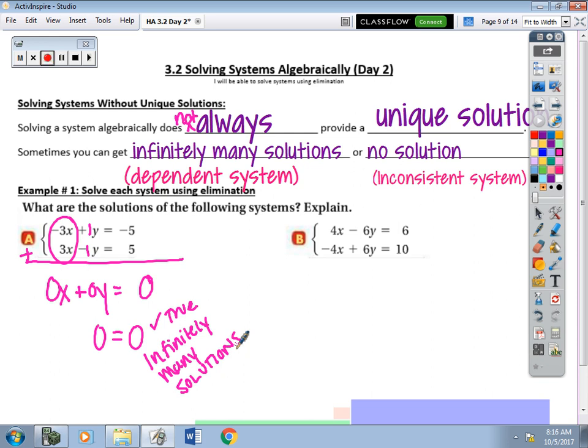We also call that a dependent system, but they asked us how many solutions. So this is the answer. Some students also like to write dependent because they're not sure when they're supposed to write that. You're only supposed to write that if they say classify it as independent, inconsistent, or dependent. If they ask you for the solution or finding the solution, we would say infinitely many.